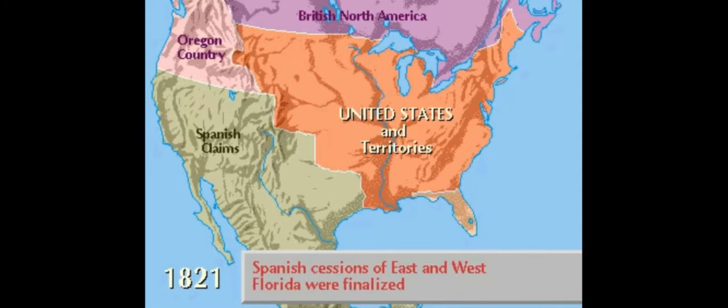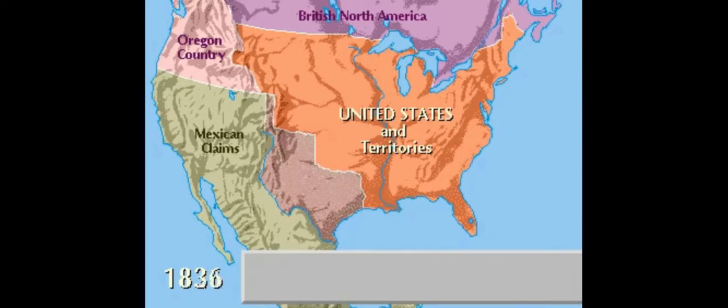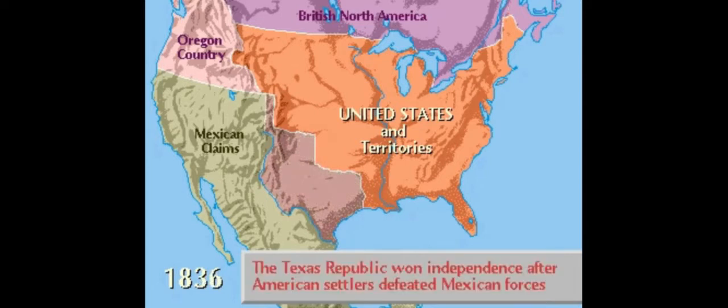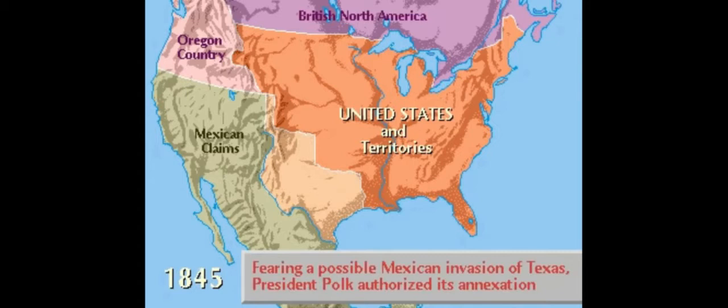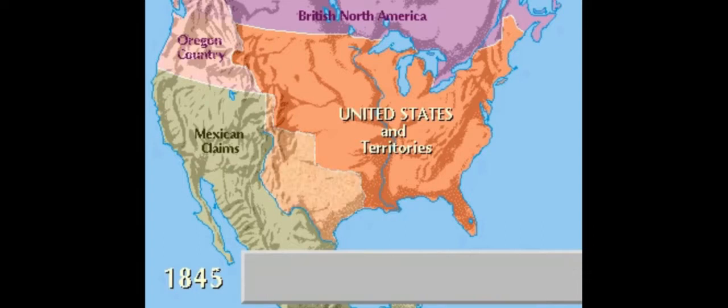Later that year, Mexico proclaimed its independence and became another power in North America. Settlers had been moving steadily into Texas, and as in Florida, fought for independence, this time against Mexico. The Republic of Texas was declared in 1836. The slavery issue had kept Texas from being annexed for several years, but with the threat of a Mexican invasion, President Polk authorized its annexation.